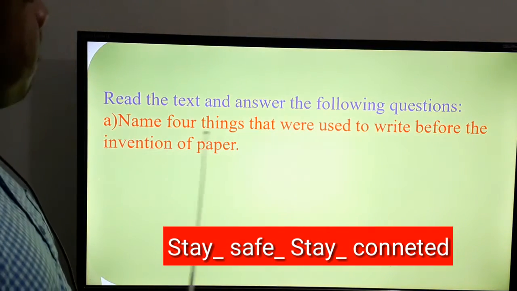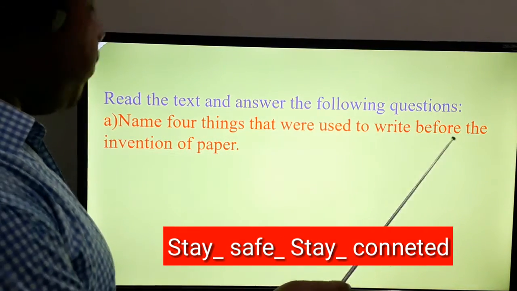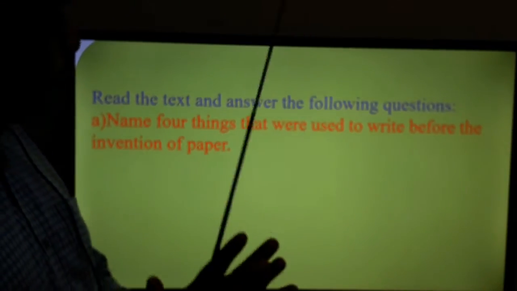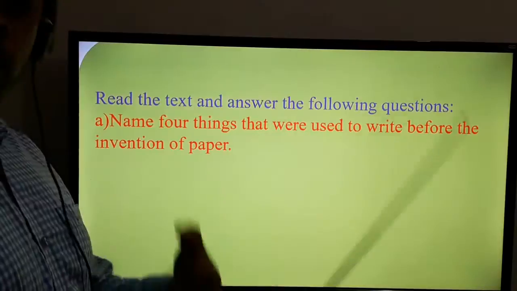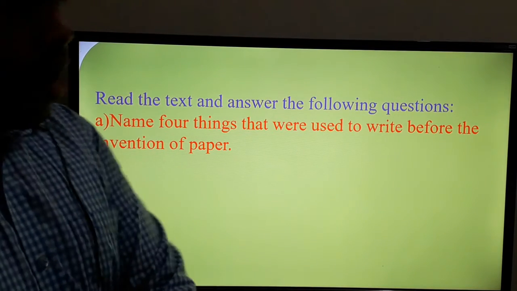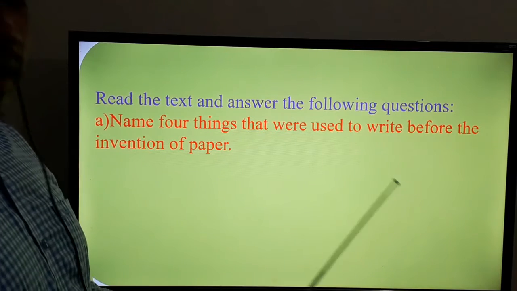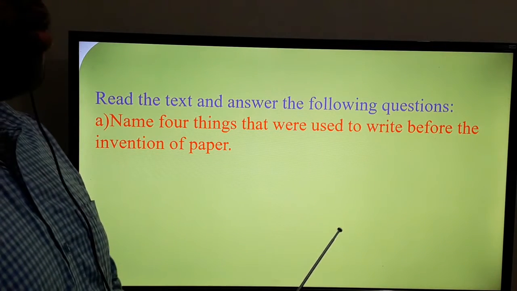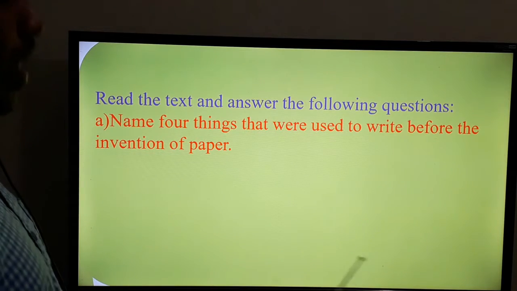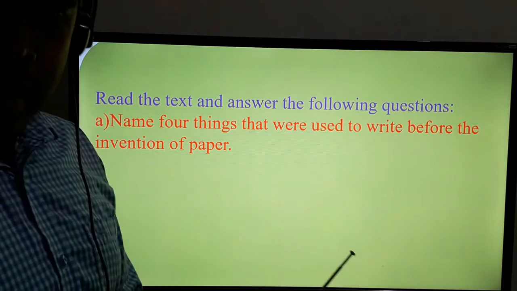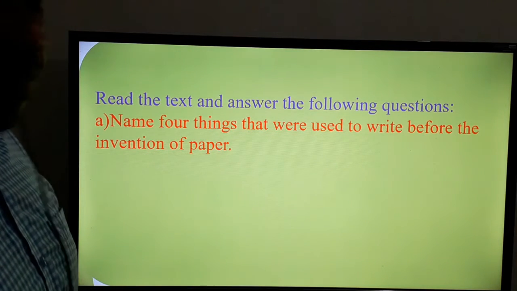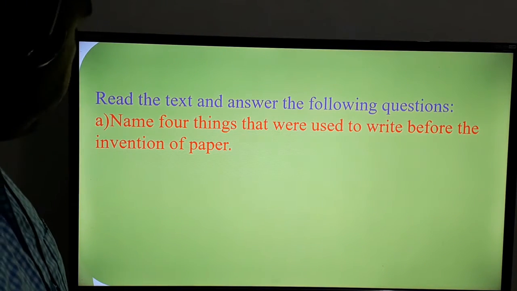Number 1, name 4 things that were used to write before the invention of paper. So dear students, you have to mention 4 things that were used before the invention of paper. What are they? First of all, stone, you can say barks, leaves, and then you can say metal and wood were used before the invention of paper.